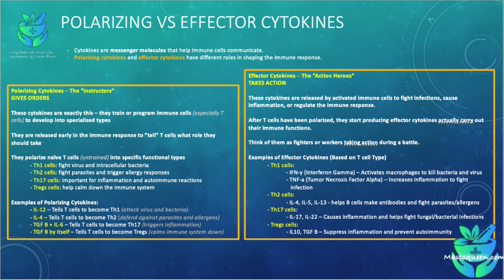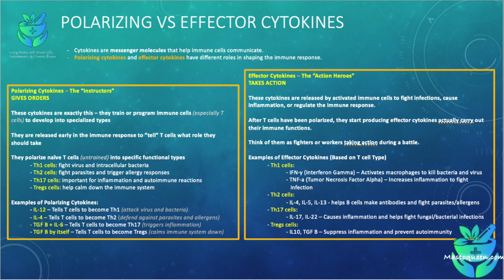Now, the effector cytokines, or the action heroes of your immune system. These cytokines are released and activated by immune cells to fight infections. They cause inflammation or regulate the immune response. After T cells have been polarized, they start producing effector cytokines, which actually carry out their immune functions. Think of them as fighters or workers taking action during a battle.